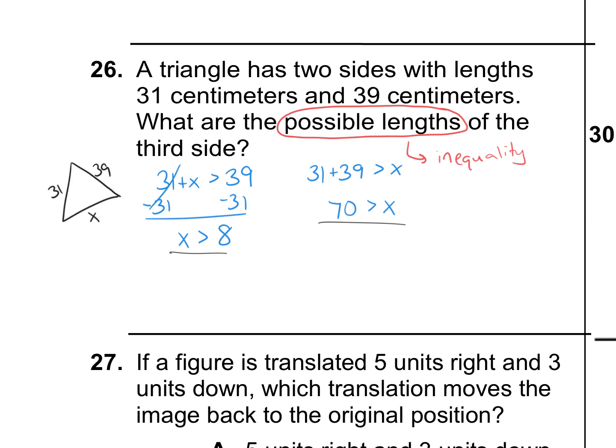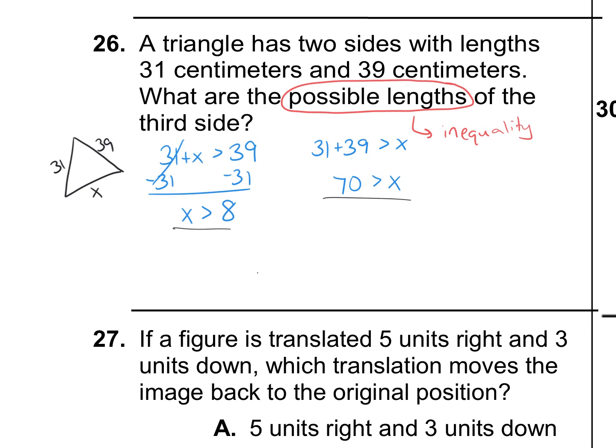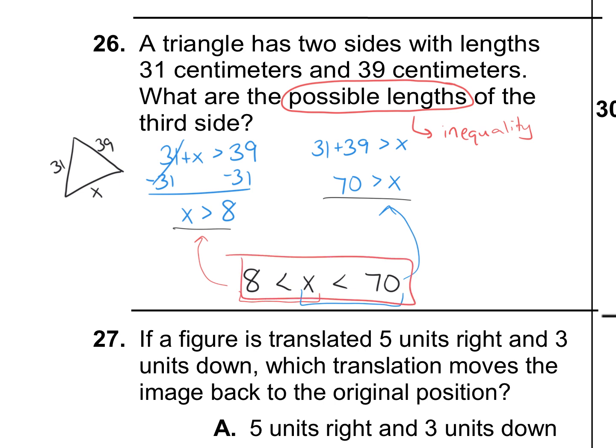Right, here's the trick if you get confused on how to write these. Your smallest number goes on the left, your biggest number goes on the right. What goes in the middle? X, and then what are these signs always going to be? They're always going to be less than. Yep, and if you check, X is greater than 8, true, and X is less than 70, true. Okay, so you want to write your answer on this one as a compound inequality.